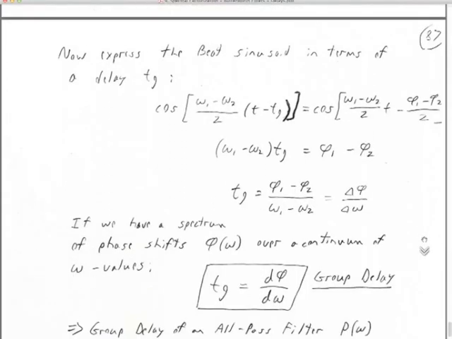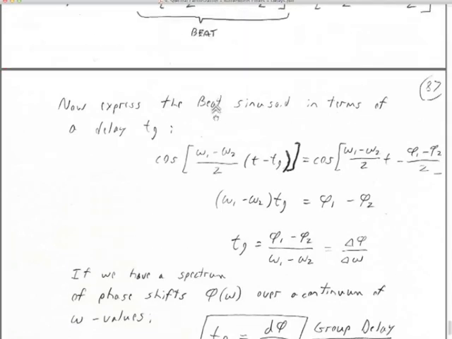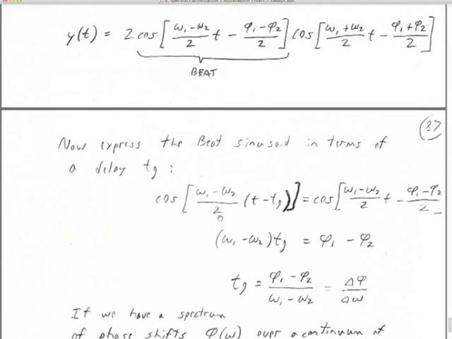Now, just to nail this down, let's express the beat sinusoid in terms of a phase delay in time, t sub g. So the beat is omega 1 minus omega 2 over 2 times t minus t sub g, and this is just the beat now, and this is equal to this cosine here. This is the way it's written up above. And so then we can make the equivalence between, on the left, omega 1 minus omega 2 times t sub g, and on the right, the difference between two phase shifts, phi 1 minus phi 2.